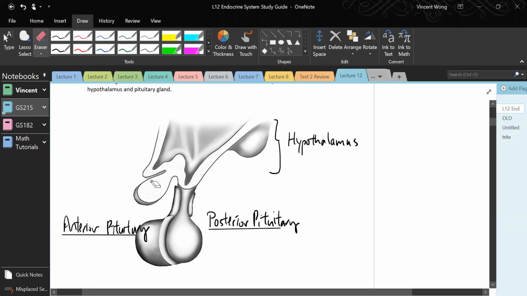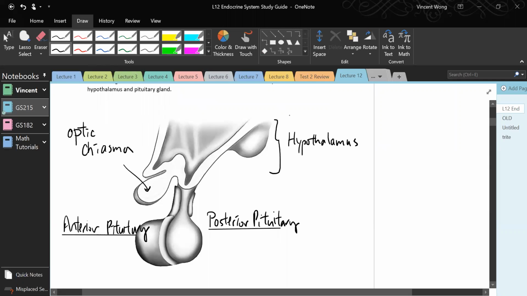How do you know this is the front and this is the back? Well, you can take a look at this structure. This here is the optic chiasma, if you remember from the eye unit. So that is going to be at the front of the head. So that tells you this is the anterior pituitary.